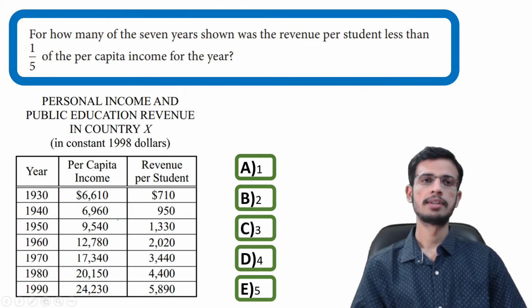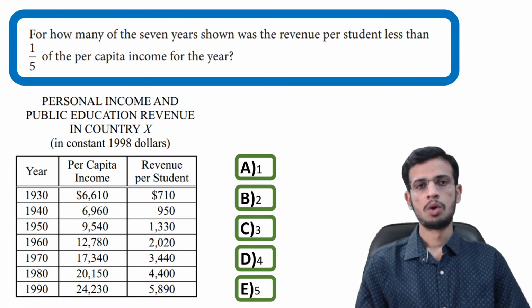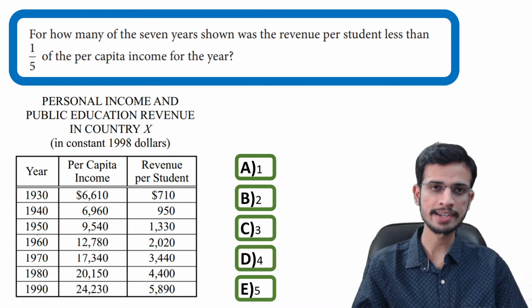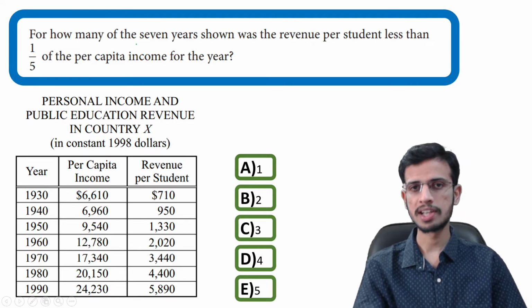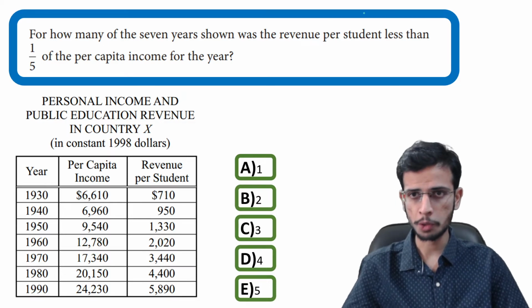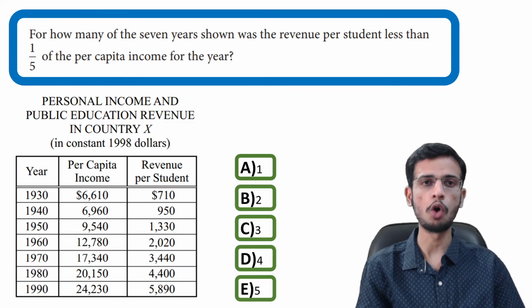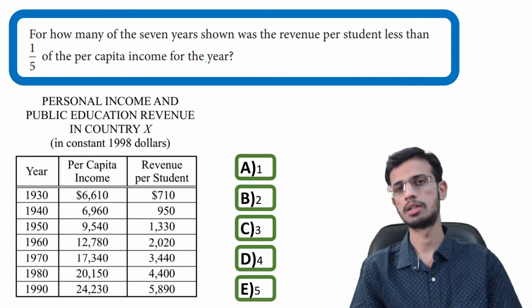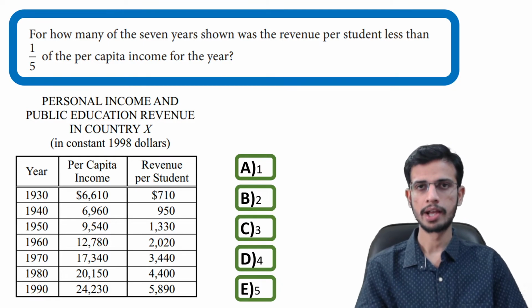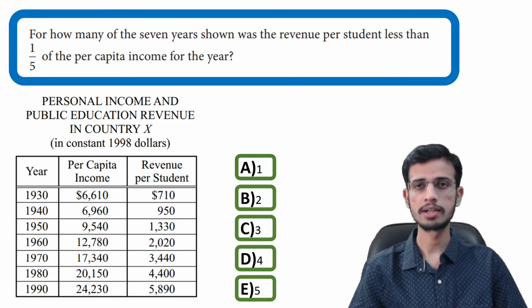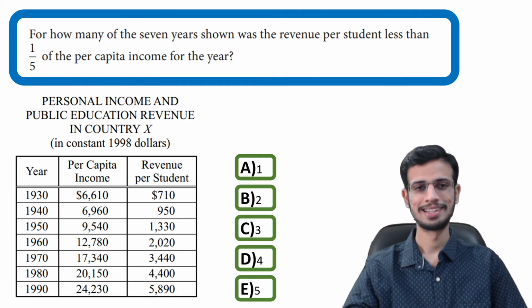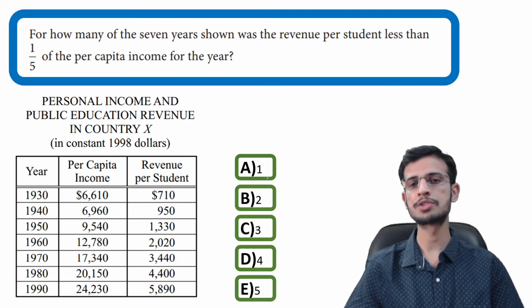And this question is the following. For how many of the 7 years, we are given data of 7 years from 1930 to 1990, for how many of the 7 years shown was the revenue per student less than 1/5 of per capita income for the year? You have to find 1/5 of per capita income, and for how many years revenue per student is less than 1/5 of per capita income. There are 7 years. Options are given to you: 1, 2, 3, 4, and 5.